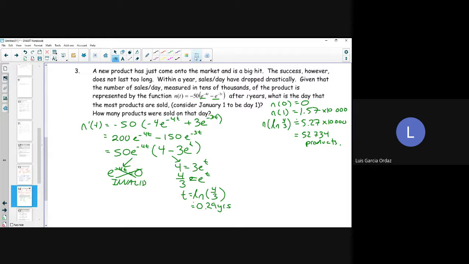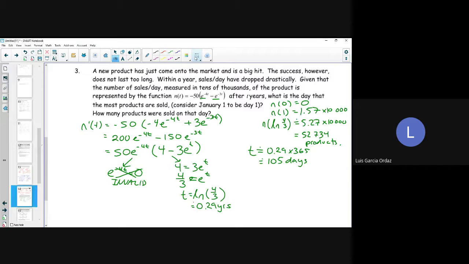So now in order for me to figure out at what day that happened, my ln of 4 over 3 gives me 0.29 years. And remember, I have to figure out what day it was sold at. So how many days are in 1 year? I'm pretty sure that 7 was an accident. Yeah, that's fine. So in order to figure out how many days this was, t is approximately 0.29 times 365, which gives me an approximate 105 days.